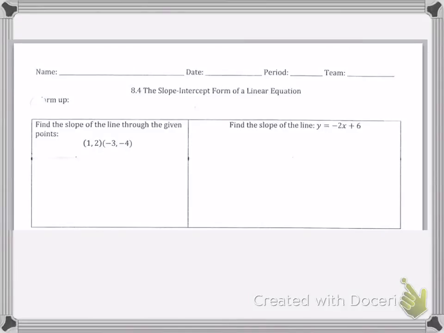Hello algebra students, please find your 8-4 slope-intercept form of a linear equation notes template, and I'm going to ask you to go ahead and do the warm-up questions to find the slope of the line through the given points 1, 2 and -3, -4, and the slope of the line y equals -2x plus 6. These are from past chapter 8 notes, so go ahead and try these for me.